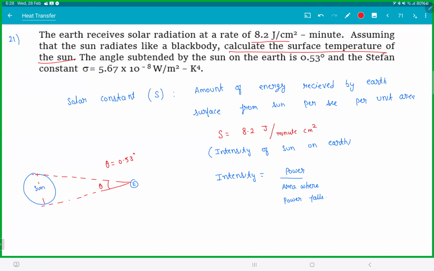We can take the Earth radius 6,000. Today's questions are all easy to solve, but ideas, you don't get ideas, what the hell is happening.